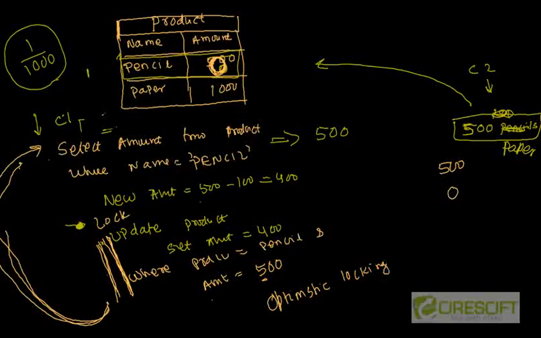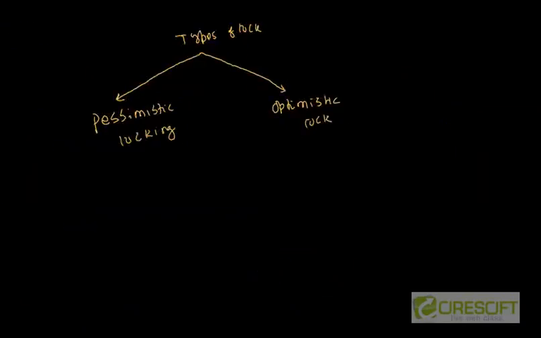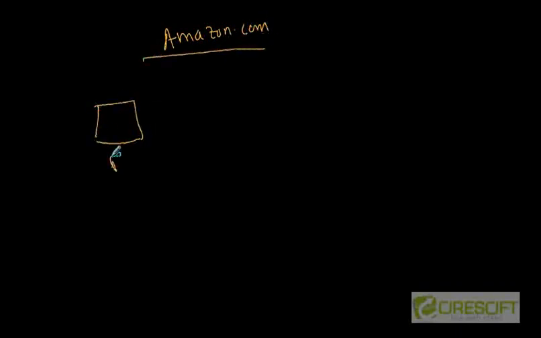Now imagine, you must be aware of the website called Amazon.com or any e-commerce website. So let's see what kind of locking mechanism is good for those things. Let's take Amazon.com. If you go to Amazon.com, you will see different types of products. Let's say this is product P1, this is product P2, P3, and so on.